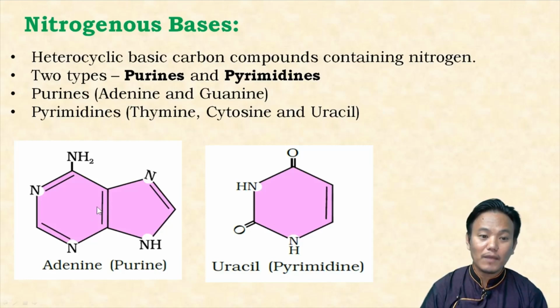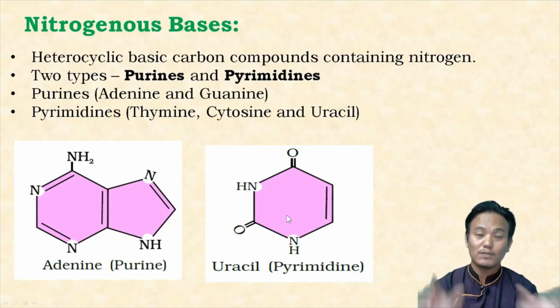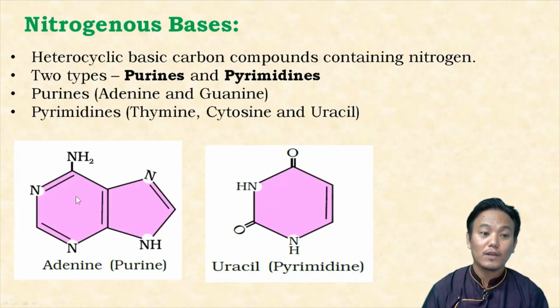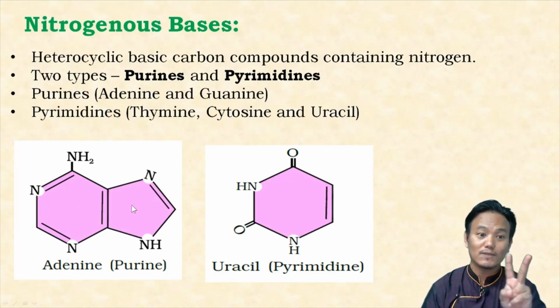Now if you compare between these two, you can clearly tell the difference between purines and pyrimidines. If you compare them, you can clearly see that adenine is much larger than uracil because it contains two rings. Adenine, which is a purine, contains two rings, whereas uracil, which is a pyrimidine, contains only one ring.